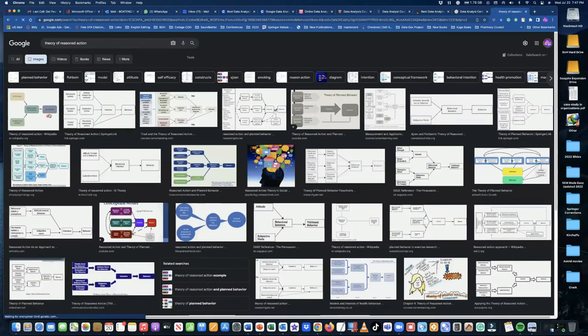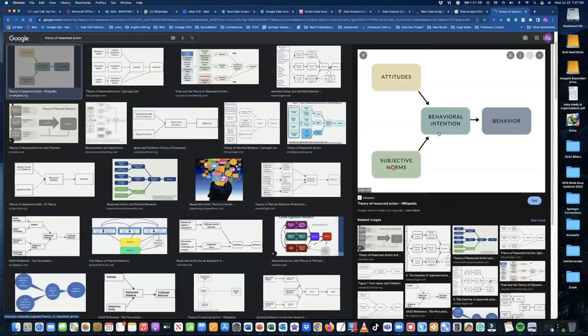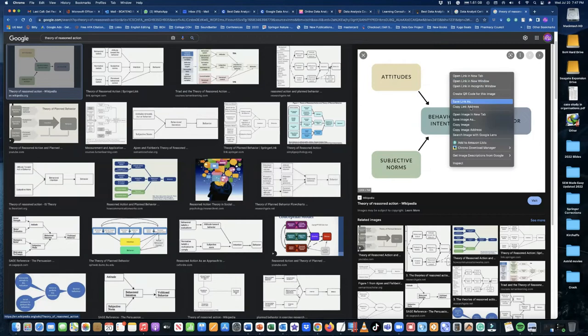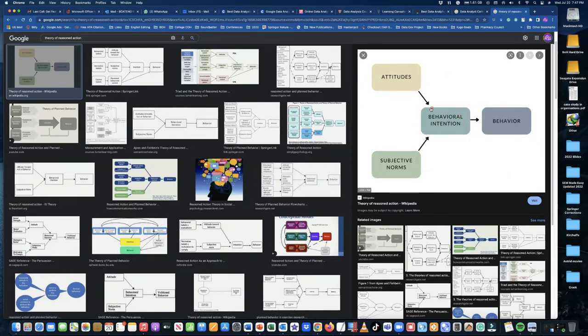Now look at the theory of reasoned action. It's a behavioral theory, it's not a model. So attitudes, subjective norms, behavioral intention, and behavior. It says that your intention to perform a behavior is influenced by attitude and subjective norms, like peer influence. Do you see what's happening here? And then it can lead you to performance of the behavior. So let's save this one down and call it TRA.